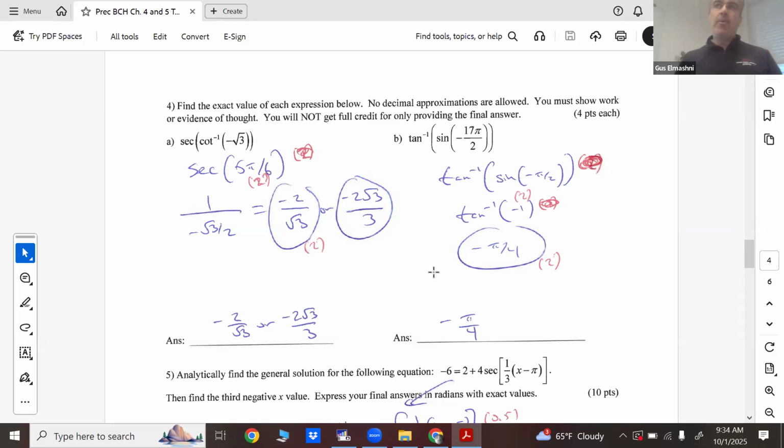Some of you said 7 pi over 4, but that wouldn't be in the default range. So you want to be mindful about that. Some of you said 3 pi over 4, but again, it's not in the default range, even though it's true.